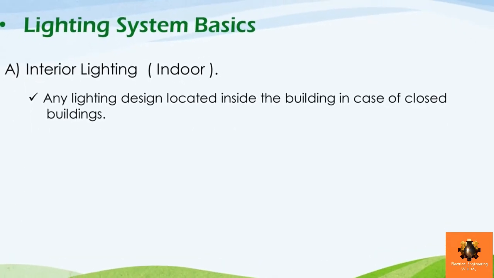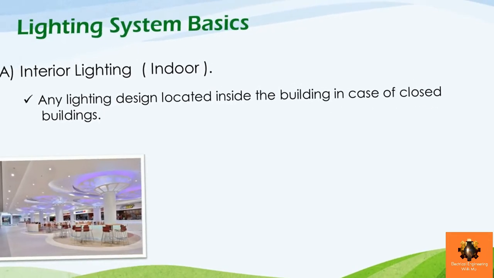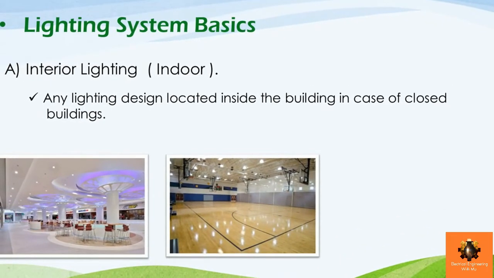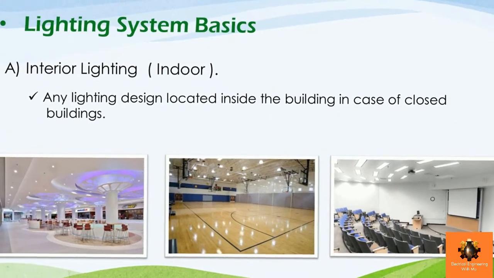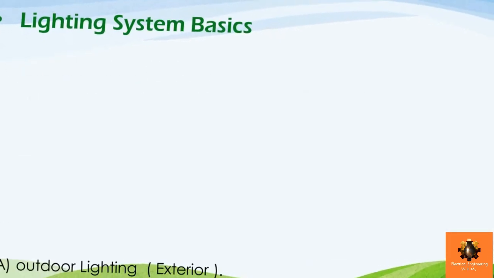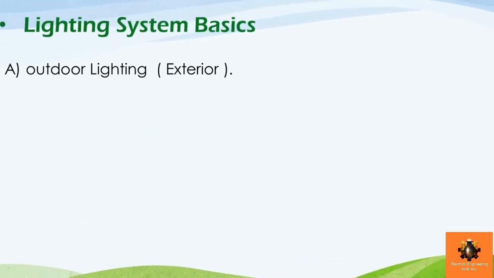As we said, the interior lighting system design is any design that is located inside the building in case of closed buildings. So for any closed building, the lighting system design for it will be an interior design. An example of that is that mall here. And also if we are making the lighting design for this closed basketball court, this is an interior design also. And the same thing if we made the lighting design for this lecture hall, this is another example of the interior design.